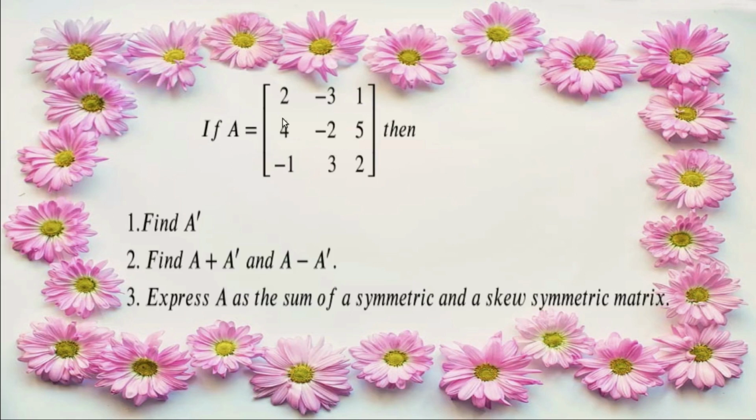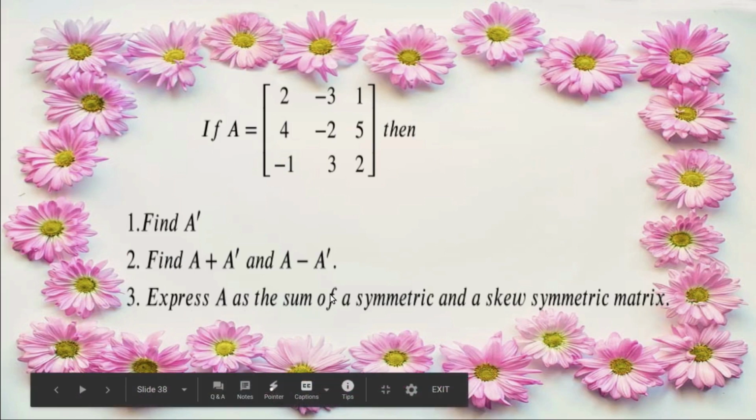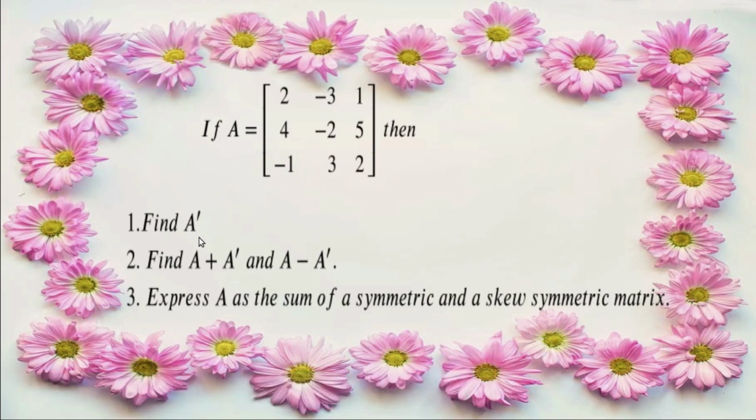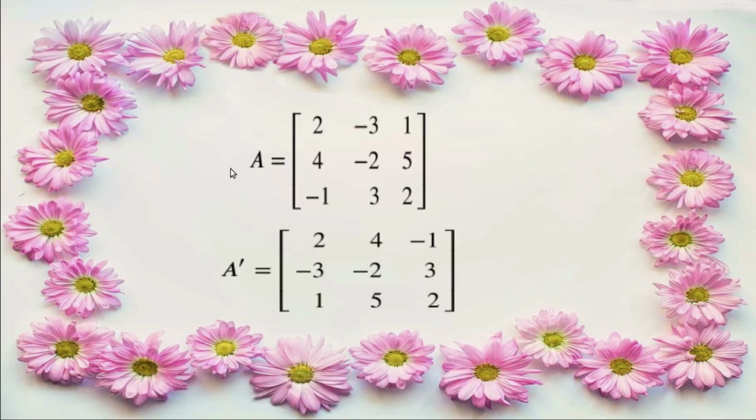If A equal to matrix [2, -3, 1; 4, -2, 5; -1, 3, 2], then first, find A transpose; second, find A plus A transpose and A minus A transpose; third, express A as the sum of a symmetric and a skew symmetric matrix. First we have to find A transpose. A transpose is obtained by interchanging rows and columns. We write the first row as the first column.